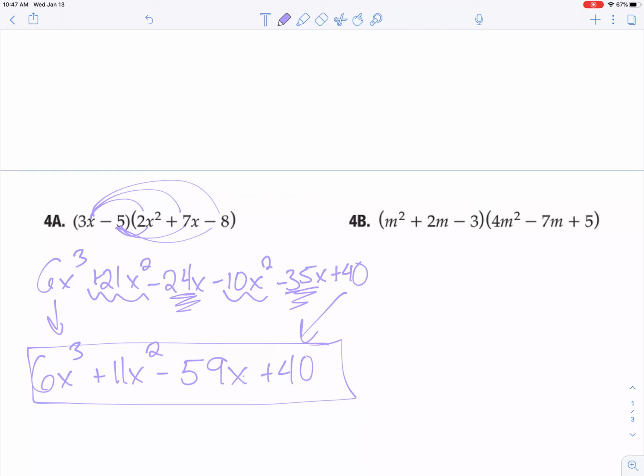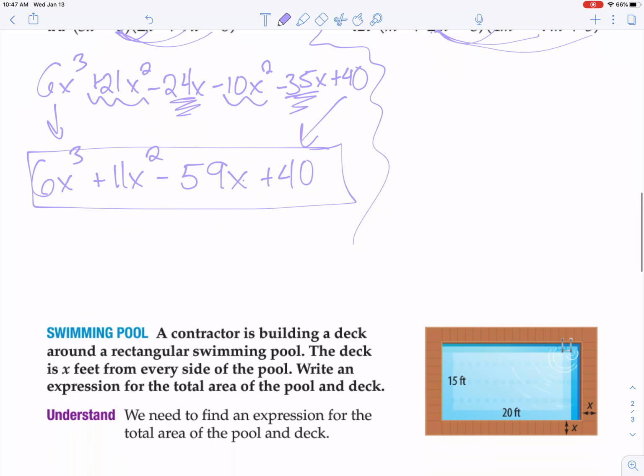If it's two trinomials, it's going to be long, but distribute m squared to all three things, the 2m to all three things, and then the negative 3 to all three. And that's how you do that one. All right, we'll do the word problem together in class.